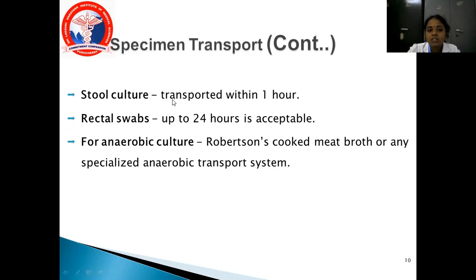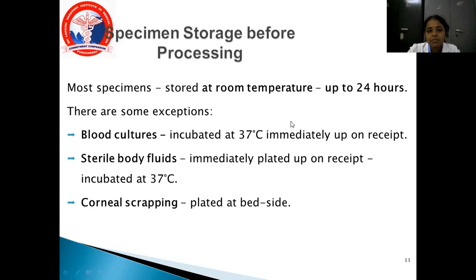Examples of transport media for stool culture are Venkatraman-Ramakrishna medium, Stuart's medium, and Cary-Blair medium. All of these are transport media for stool. For a rectal swab, up to 24 hours is acceptable. For anaerobic culture, Robertson's cooked meat medium broth or any specialized anaerobic transport system is required.